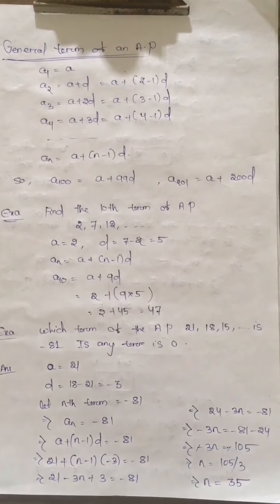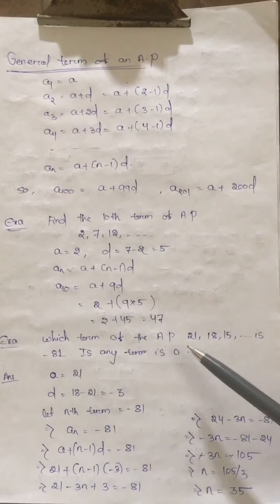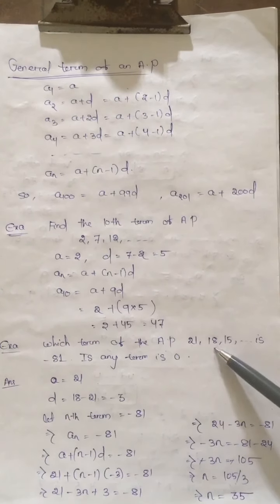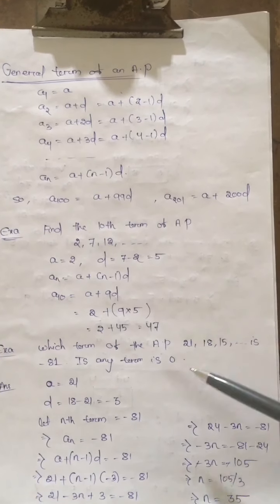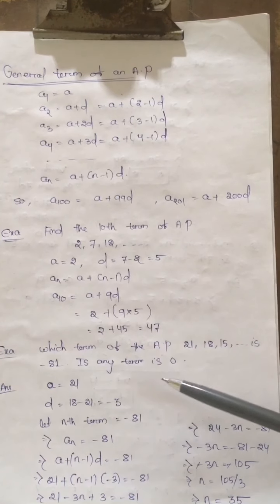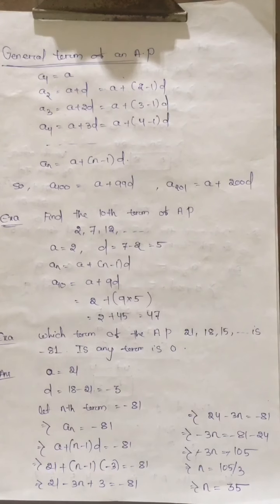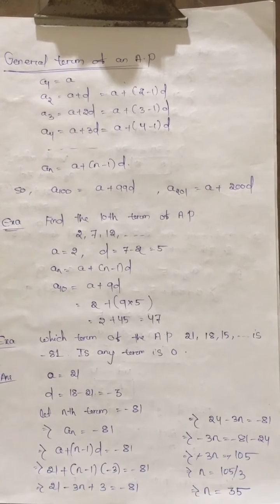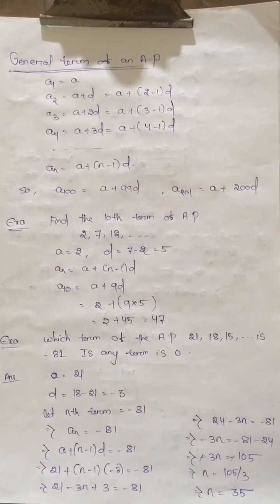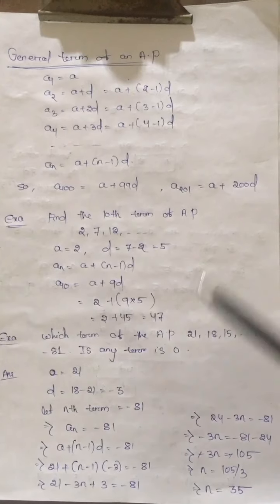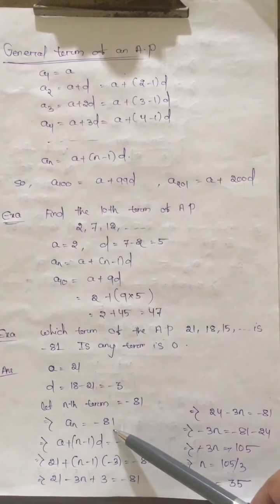The next question is asking which term of the AP 21, 18, 15, and so on is minus 81. If you see this AP 21, 18, 15, it is decreasing. It means the value of d will be negative. So it is asking which term of the AP is minus 81. Now when the question asks which term of the AP is, suppose, minus 81 or 100, we take that term as the nth term. Let the nth term of that AP be equal to minus 81. We don't know which term will be minus 81, so I took an equal to minus 81.